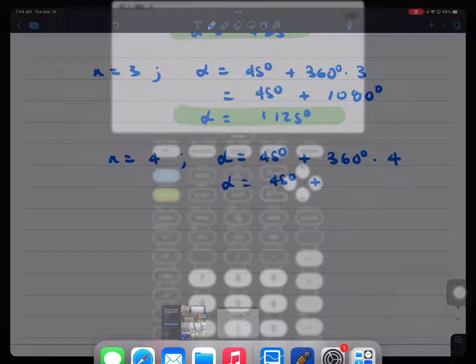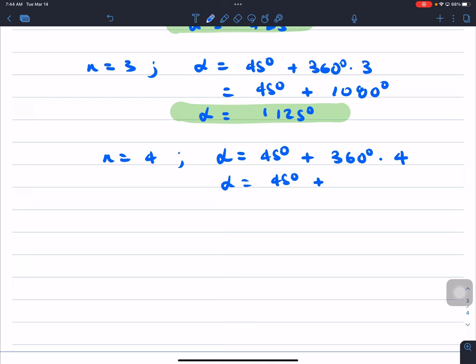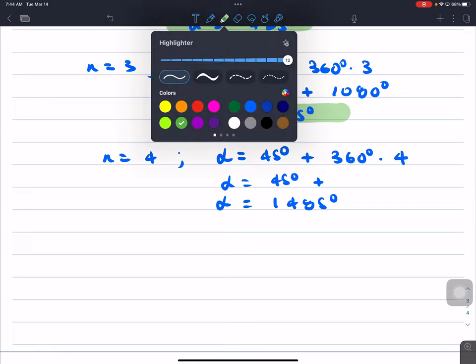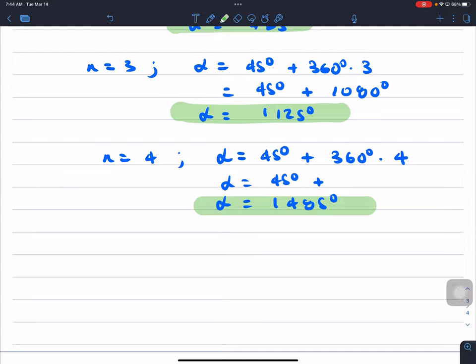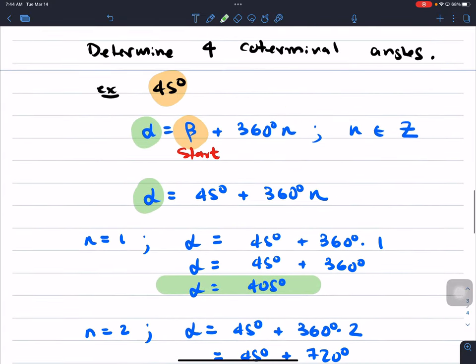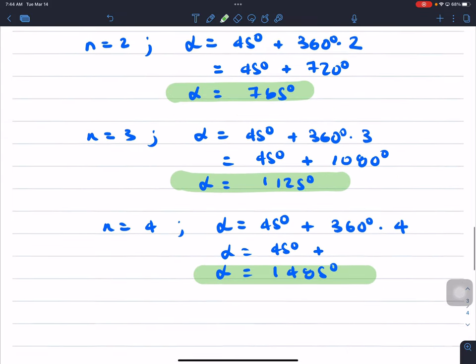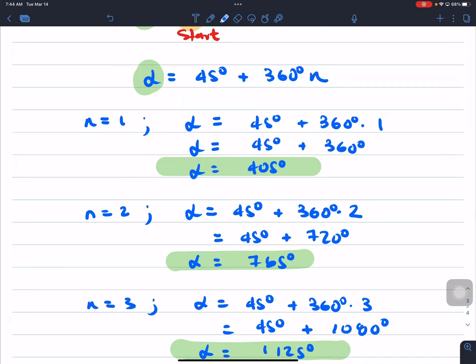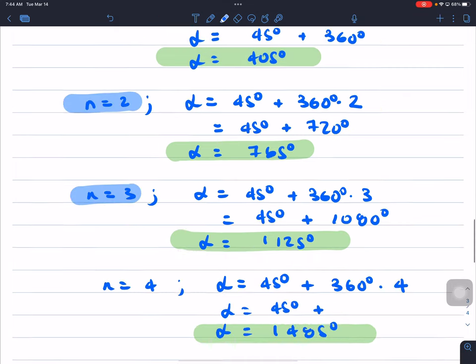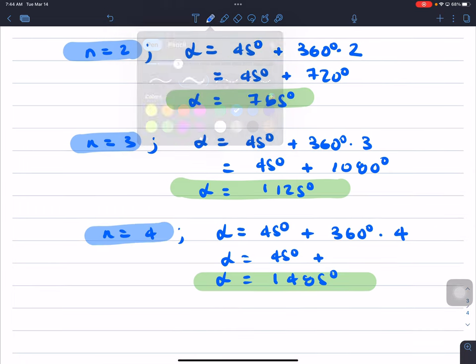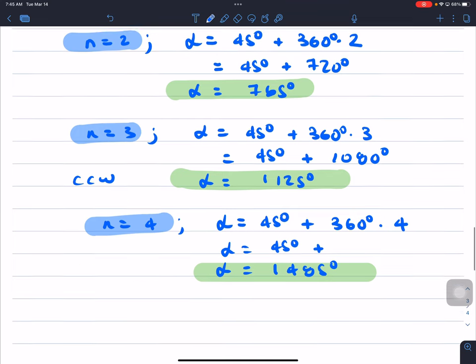I have no idea. So that's 1,485 degrees, okay? So you can actually do that as well. Now, what do you guys notice about all these coterminal angles to 45 degrees? How did I rotate? Counterclockwise or clockwise? Counterclockwise. How do you know? It's positive, because I am using positive n values. So n is positive 1, n is 2, n is 3, n is 4. That corresponds to the counterclockwise rotation. All these angles were rotated counterclockwise.